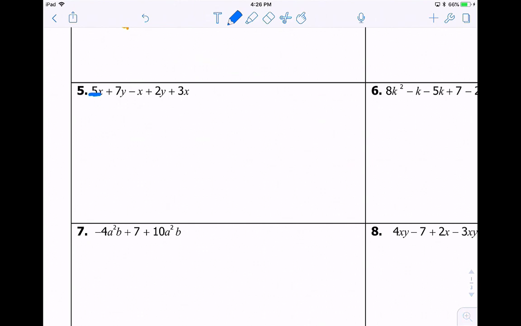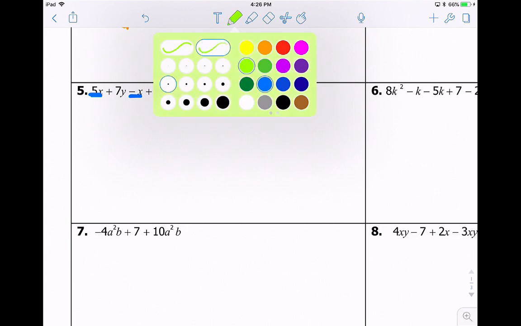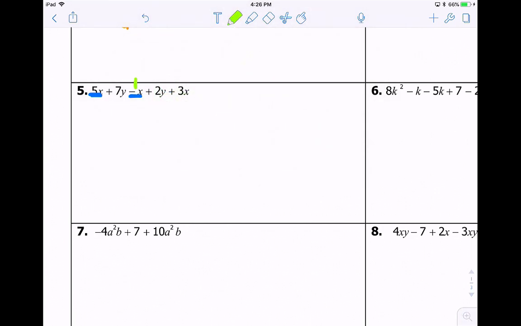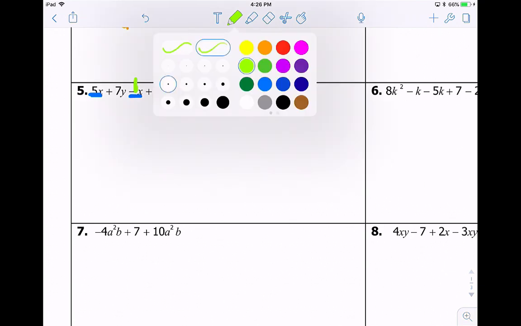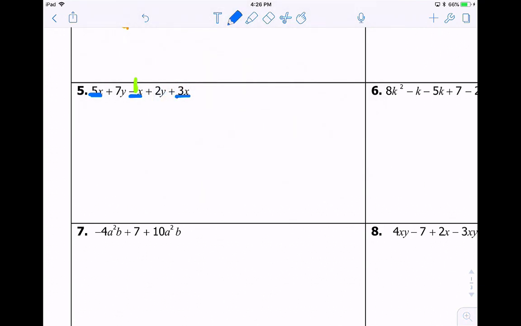So we have a 5x, and then a like term, that's a negative x. That's actually a negative 1x, so I'm going to add that in there. That is a negative 1x. Anytime you see a variable without a coefficient, it's an understood 1. And then we also have a positive 3x. We're going to put those all together. Again, we're doing the math that it says. So we have 5x minus 1x. 5 minus 1 would be 4x, plus 3x would be 7x.